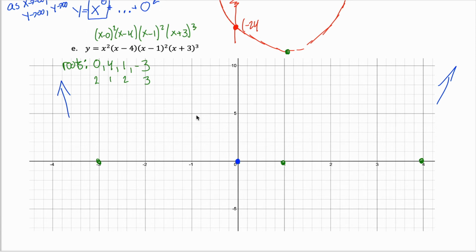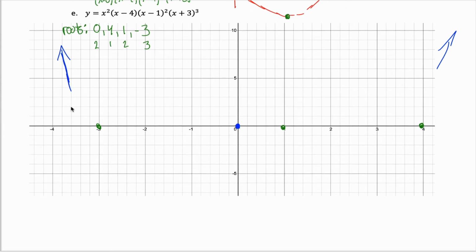Connect the dots. I like to work from left to right, so I kind of start out over here. My first important characteristic is this -3, this root. This root at -3 has a multiplicity of 3. Because it's odd, I'm going to cross through the axis. Because it's greater than 1, I'm going to flatten out as I cross through the axis. So it's going to kind of look like this.